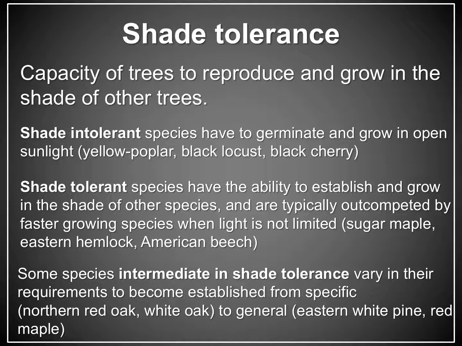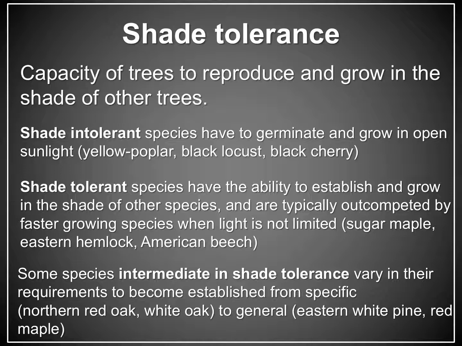Shade-tolerant trees like sugar maple and eastern hemlock don't grow as quickly and are outcompeted by shade-intolerant species in open growing conditions. They do, however, have the ability to germinate and remain viable below the main canopy in the shade of other trees for an extended period of time. This is something that the shade-intolerant species cannot do.